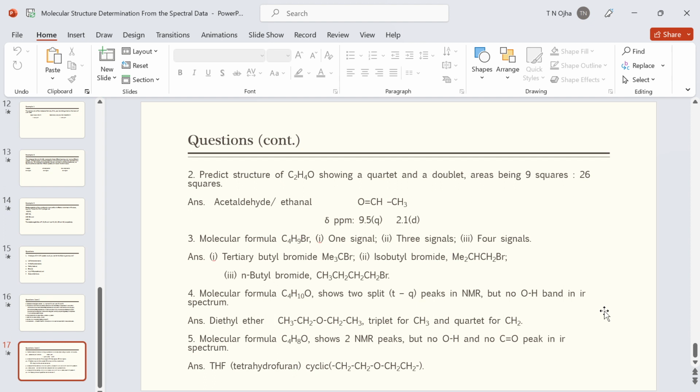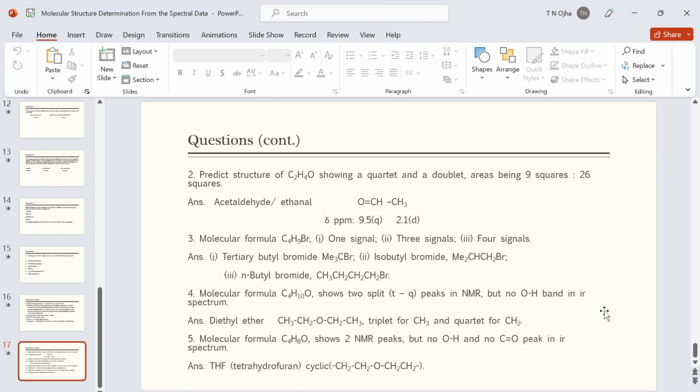Another example, we have taken C2H4O as the molecular formula. It shows a quartet and a doublet. We have to decide the structure. So the structure is ethanal, or acetaldehyde. The value lies between delta 9.5 and 10.5. Doublet for methyl, quartet for the aldehyde proton.